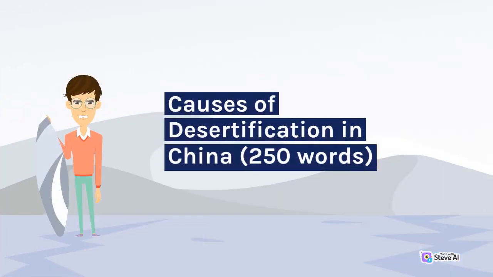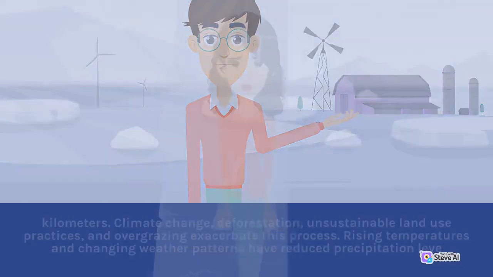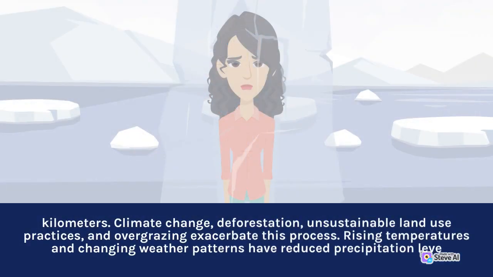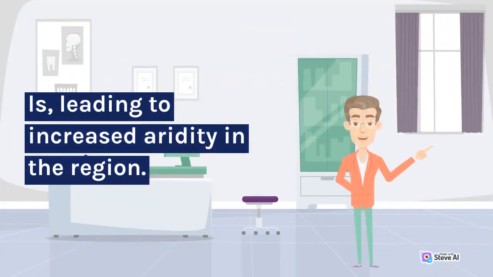Causes of desertification in China, 250 words. Desertification occurs due to a combination of natural and human factors. In China, the primary cause of desertification is the expansion of the Gobi Desert, which spans approximately 500,000 square kilometers. Climate change, deforestation, unsustainable land use practices, and overgrazing exacerbate this process. Rising temperatures and changing weather patterns have reduced precipitation, leading to increased aridity in the region.